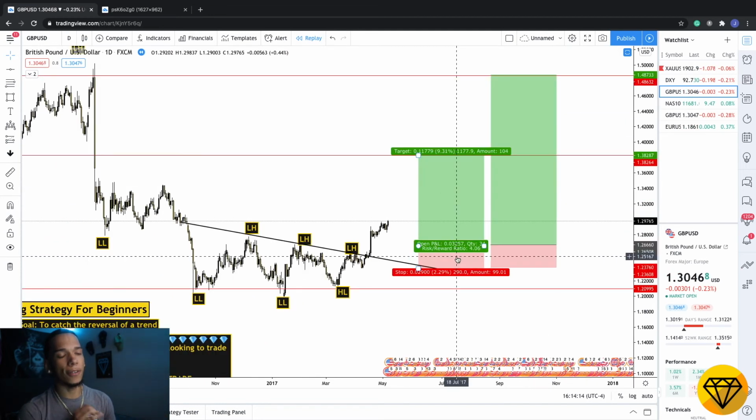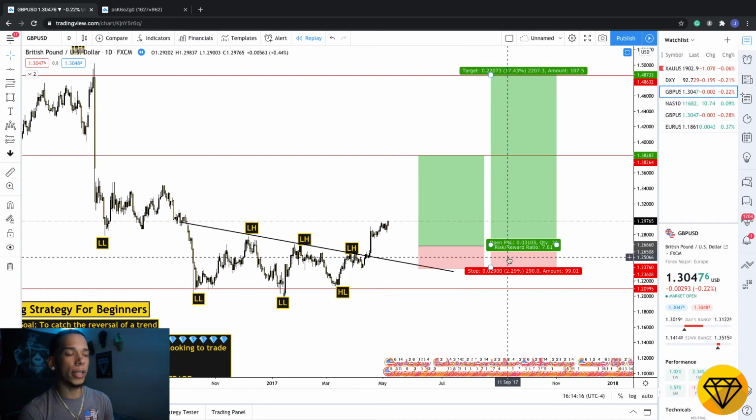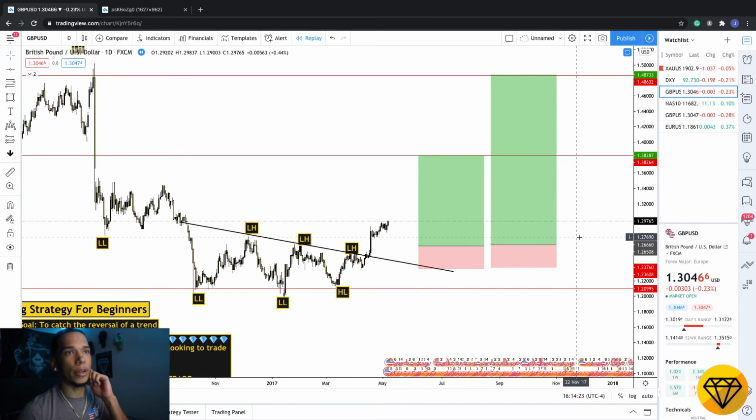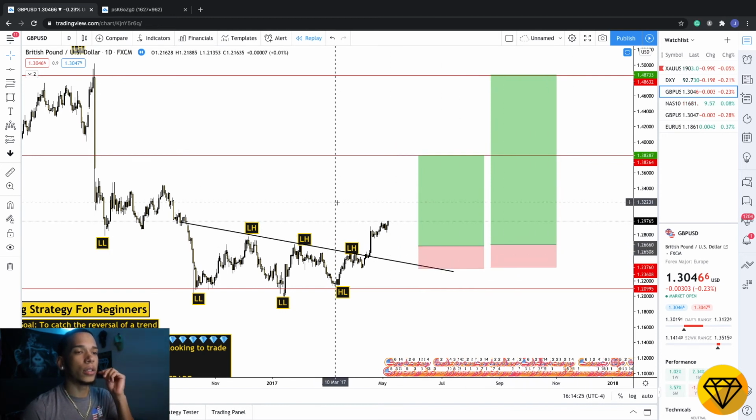You can see this is a 4-to-1 risk to reward ratio, so we love that. This is a 7, almost 8-to-1 risk to reward ratio, so we love that as well. So this is what we're going to do.